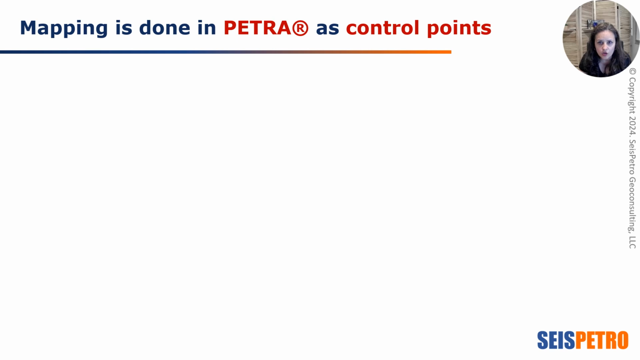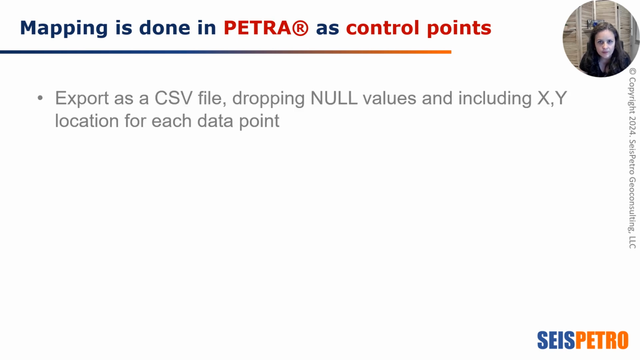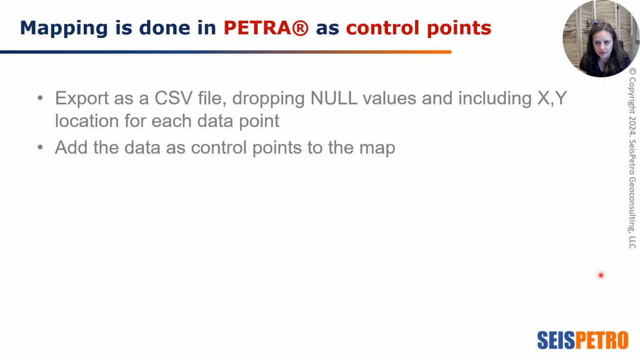Now, how do we incorporate this data into the mapping if you are using Petra? The log data from the horizontals is exported as a CSV file, dropping the null values and including the location data in the file. Then we add the data back into the map as a control point. Since they are exported in a CSV file, you re-import them as control points into the map.